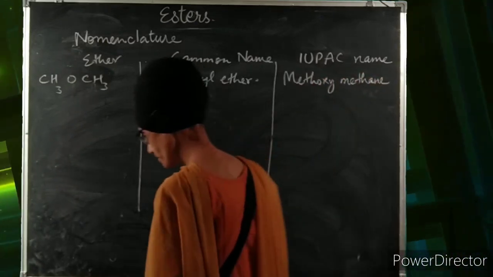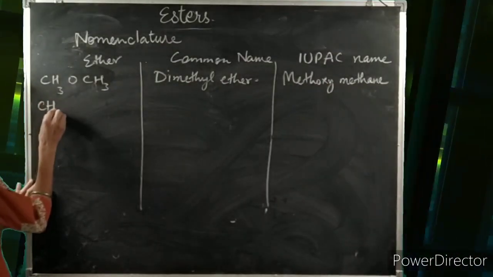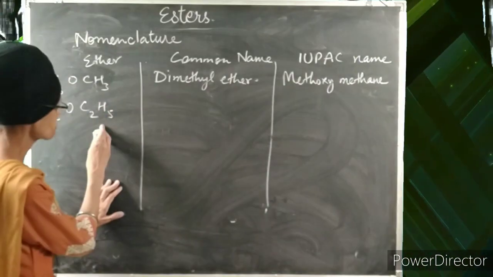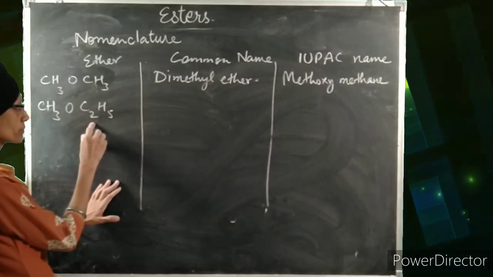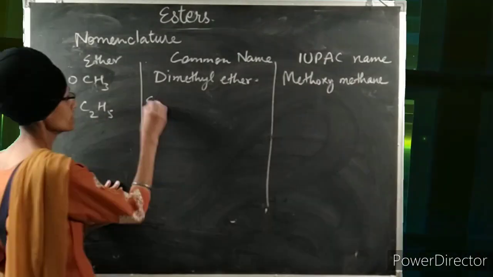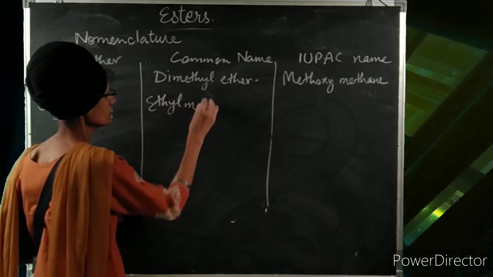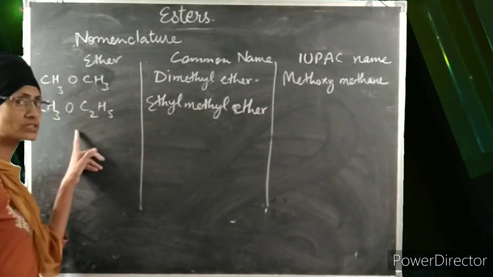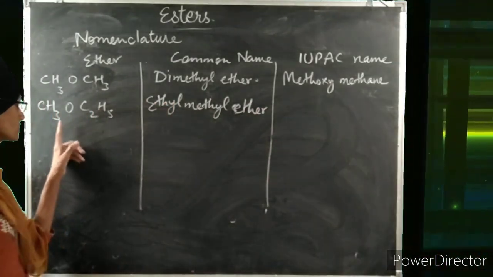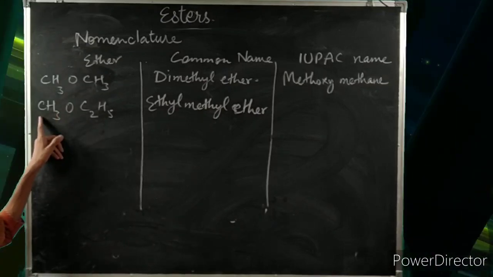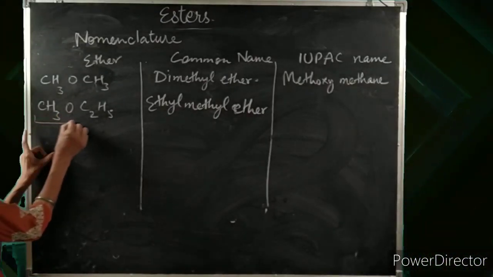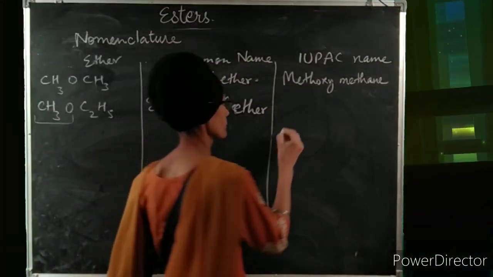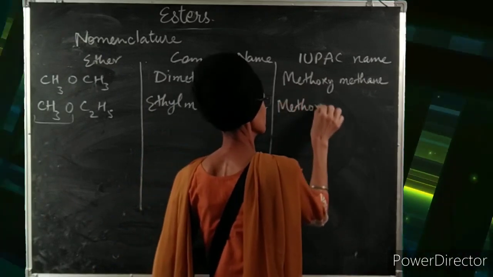Now let us take another example. One side we have taken methyl, the other side ethyl group. According to the common name, it will be E first alphabetically: ethyl methyl ether. But according to the IUPAC name, we will take alkoxy alkane. The smaller alkyl group is methyl, so it will be methoxy. Methyl will go as methoxy and the rest, the parent chain, is ethane. So it will be methoxy ethane.